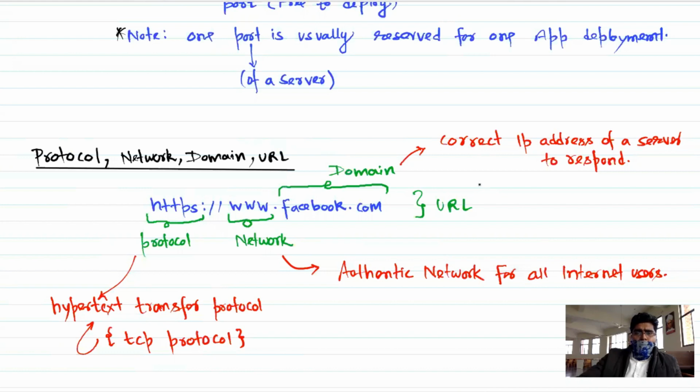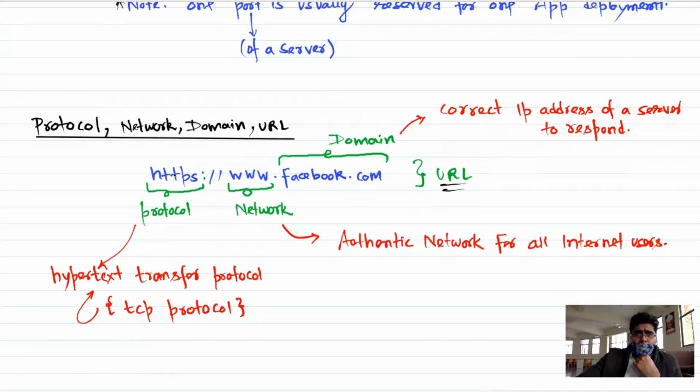To understand that, let's have a URL. I have taken the URL of Facebook. It is the standard URL of Facebook, in which there is the HTTPS protocol, then a colon, then //www.facebook.com. In this, the whole thing is called the URL, and this HTTPS is the protocol. This www is the network, and facebook.com is the domain name. So this is the syntax of protocol, network, and domain.